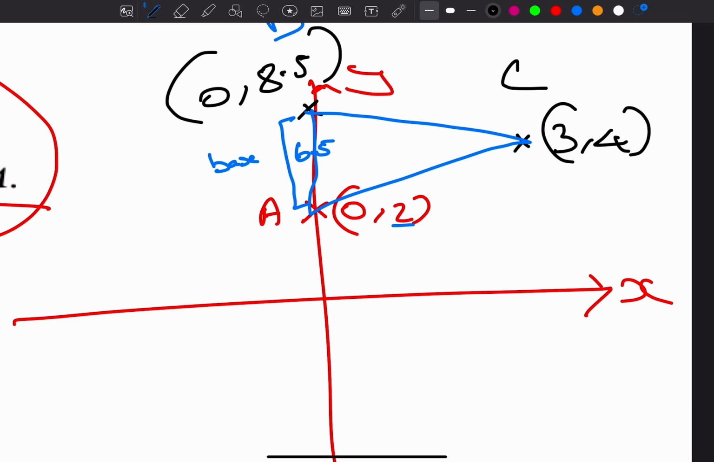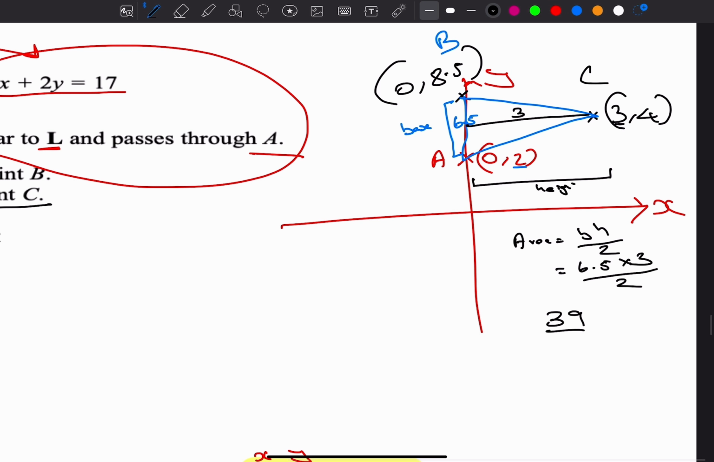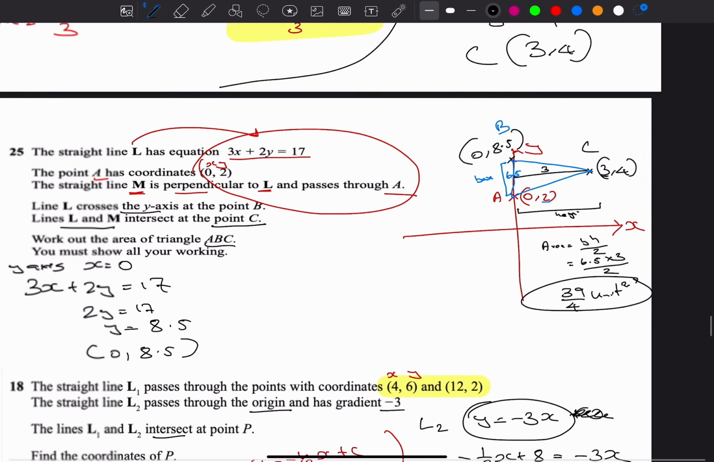And what is the height? Here to here is the height. A lot of people think the y value is the height. No. How far is it to go from here to here? 3 far. The area of a triangle is base times height divided by 2. The base is 6.5 times the height, 3, divided by 2. That gives 39 over 4 unit squared. Okay, a very simple one to do.